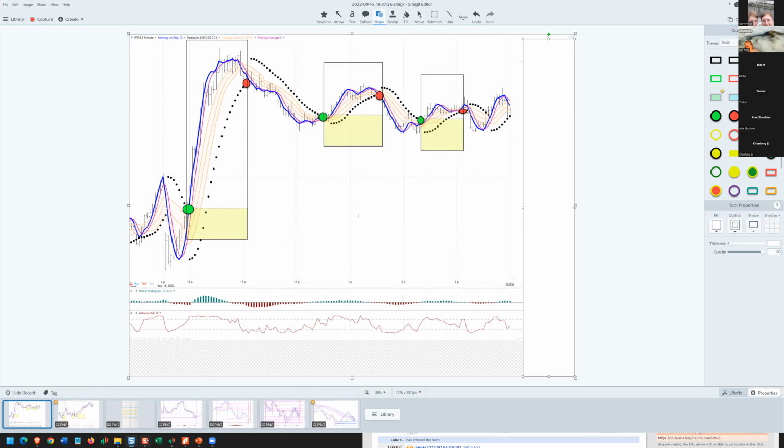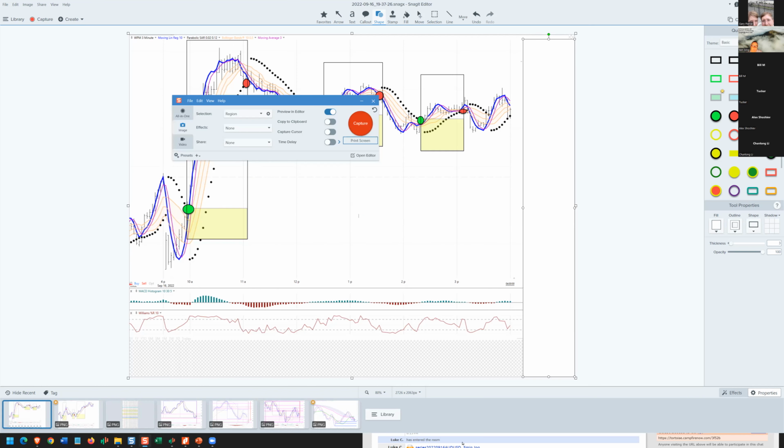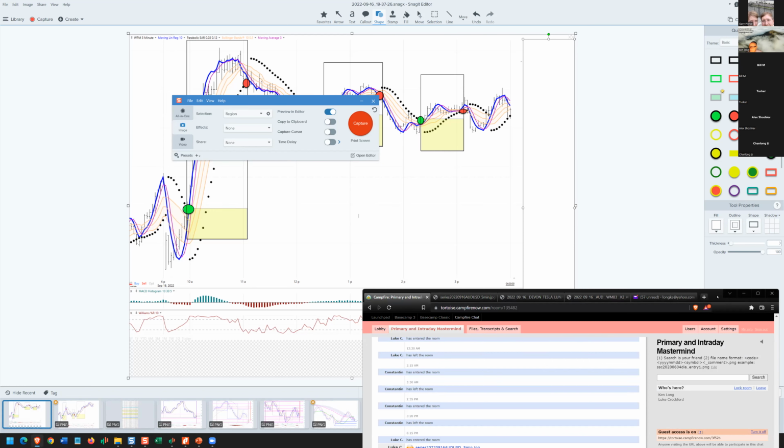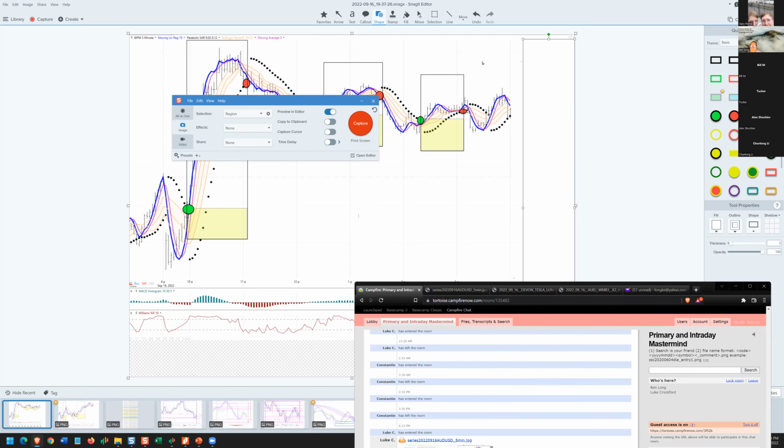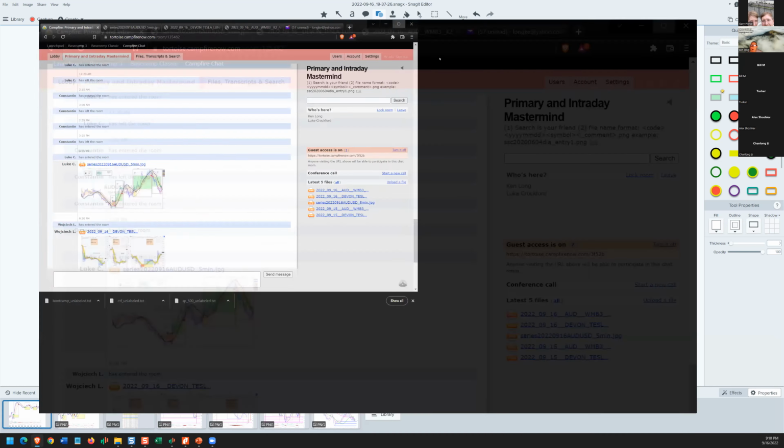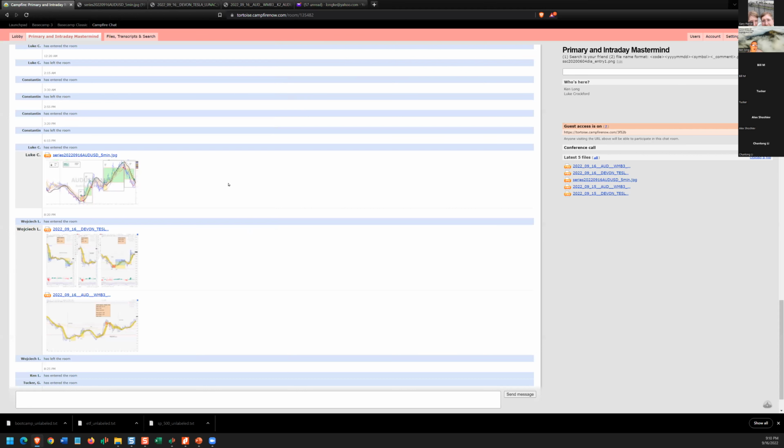Let's take a quick look at the traders, see what they got today, and then we'll jump to the weekend report.